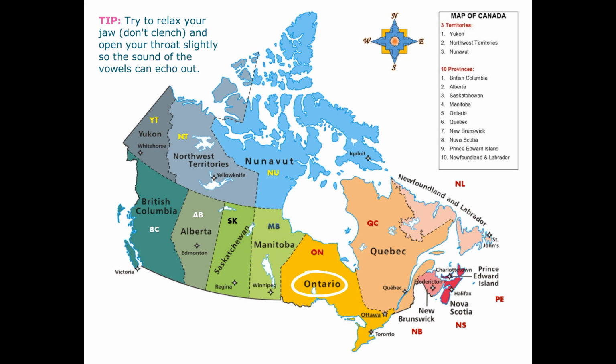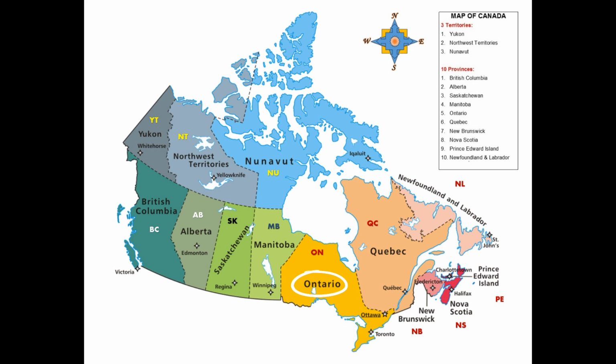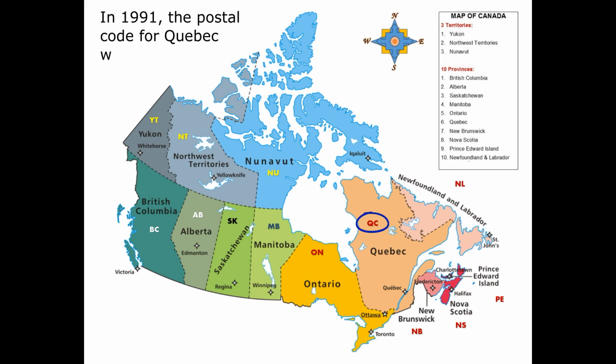Ontario. And we see the 2 letters for this province are ON. Moving to the east, we have the province of Quebec. Quebec. And the 2 letters designating this province are QC, which are the first and the last letters of that word, Quebec.